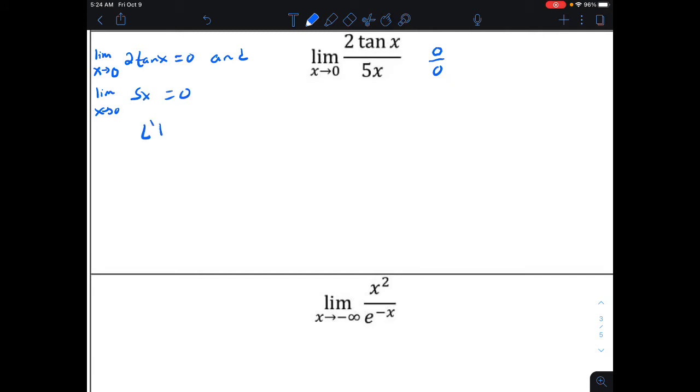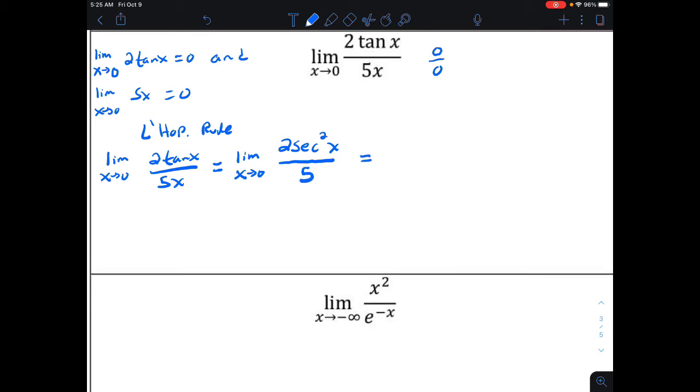So according to L'Hopital's rule, our original limit, the limit as x approaches 0 of 2 times tangent of x over 5x, is going to equal the limit as x approaches 0 of the derivative of the numerator. The derivative of the numerator would be 2 times secant squared x, over the derivative of the denominator, which would just be 5. Now we do direct substitution. So I put in 0 for x. Secant of 0 is 1. And I still have 5 in the denominator. We get 2/5.